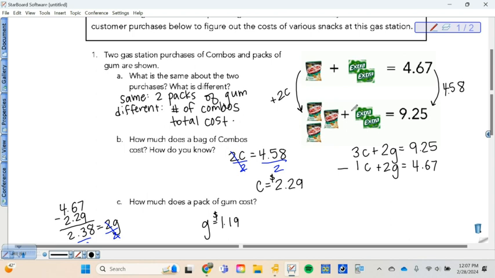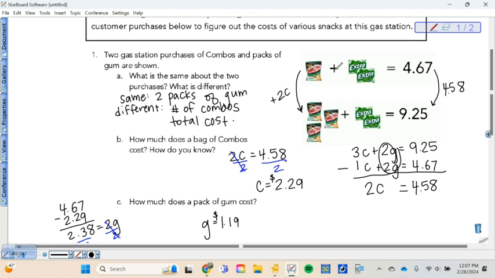I'm going to find the difference between these equations, right? So what's the difference between 3C and 1C? The 2C, right? 2G minus 2G. And then 9.25 minus 4.67? $4.58, right? So I get back to that same equation. Does that make sense? And then we'd have to divide by 2 and do the same exact thing, okay?